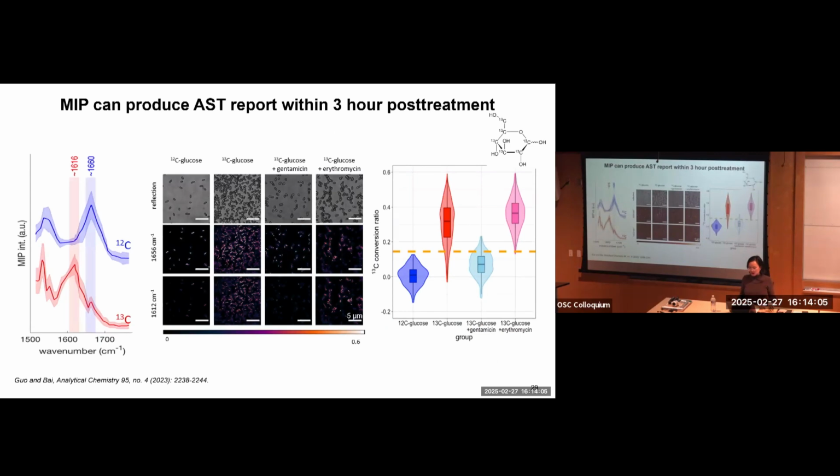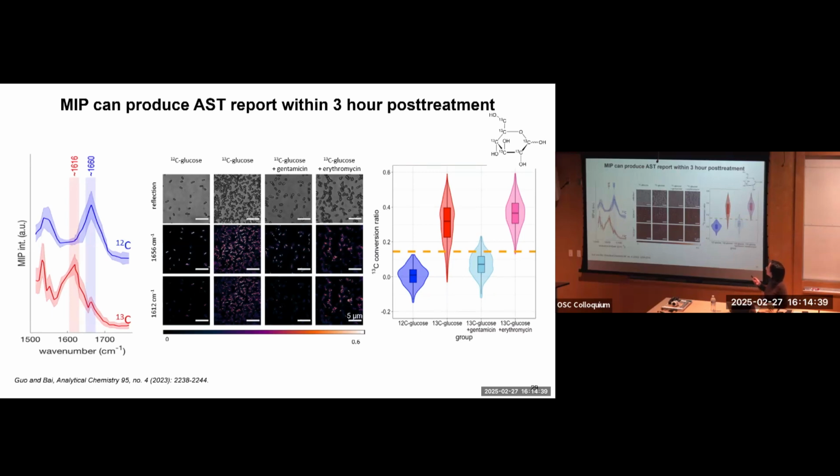So with this concept, we have tested the effectiveness of two antibiotics. The first one is gentamicin, the other one is erythromycin. And we do two-wavenumber metabolic MIP imaging at the original protein peak and also the shifted protein peak. For the gentamicin, we can see that the shifted peak has produced much dimmer contrast compared to the original peak, which means that for this antibiotic treatment, there's no carbon-13 incorporated. So we conclude that gentamicin is effective for E. coli.